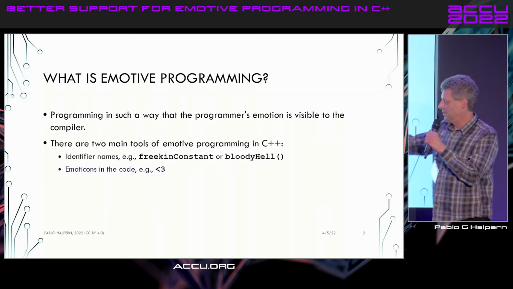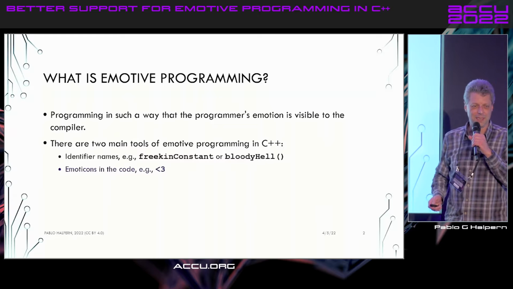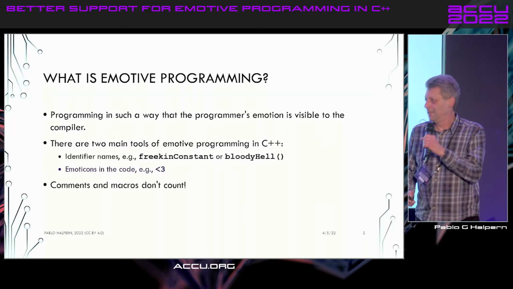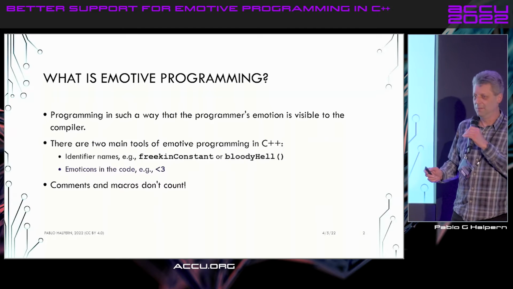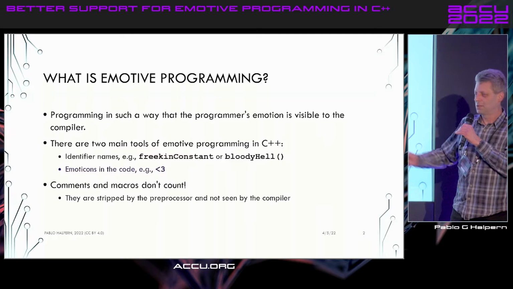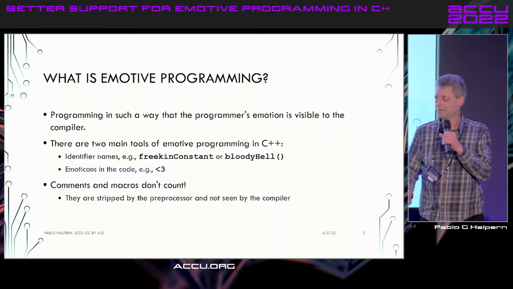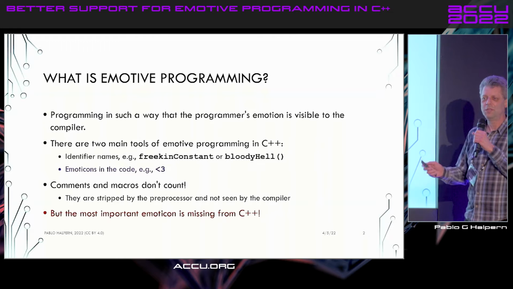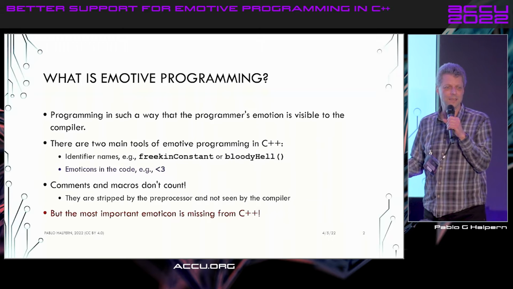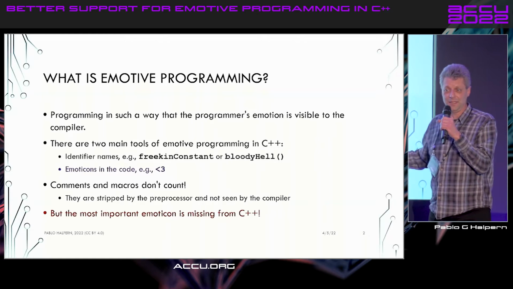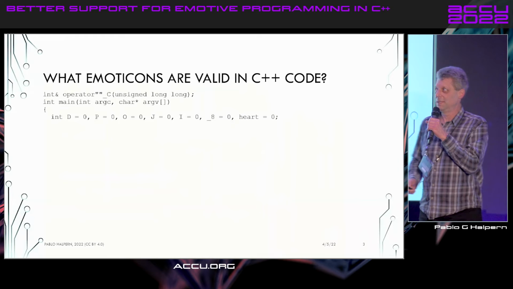Okay, so for example, the heart emoticon here. Comments don't count, and neither do macros. Okay, because they're stripped by the preprocessor, and so they're not seen by the main part of the compiler. Okay, but the most important emoticon that people use is not available in C++. All right, let me show you.